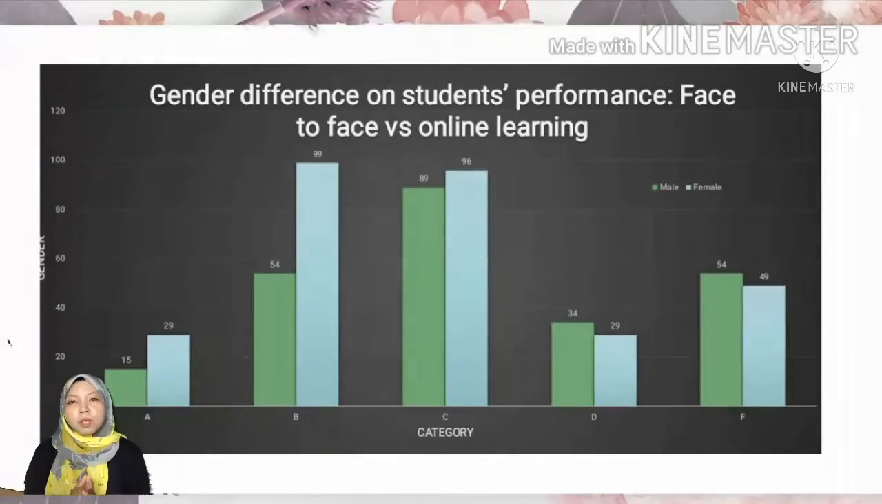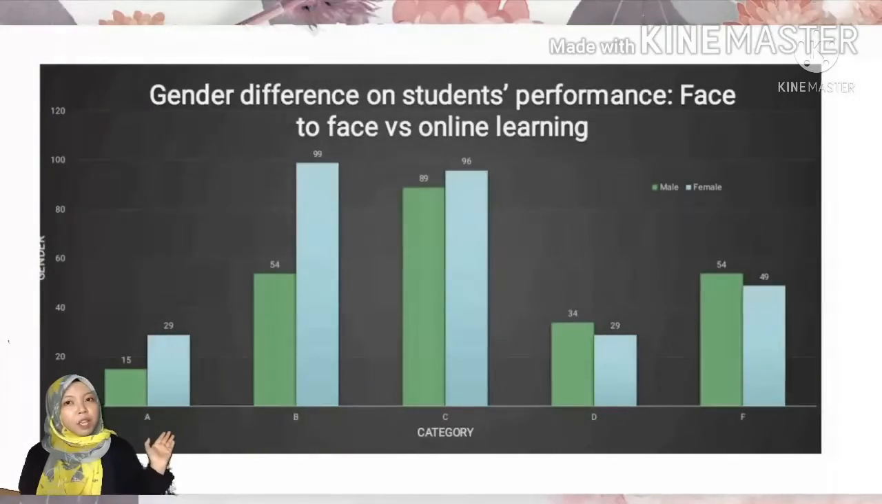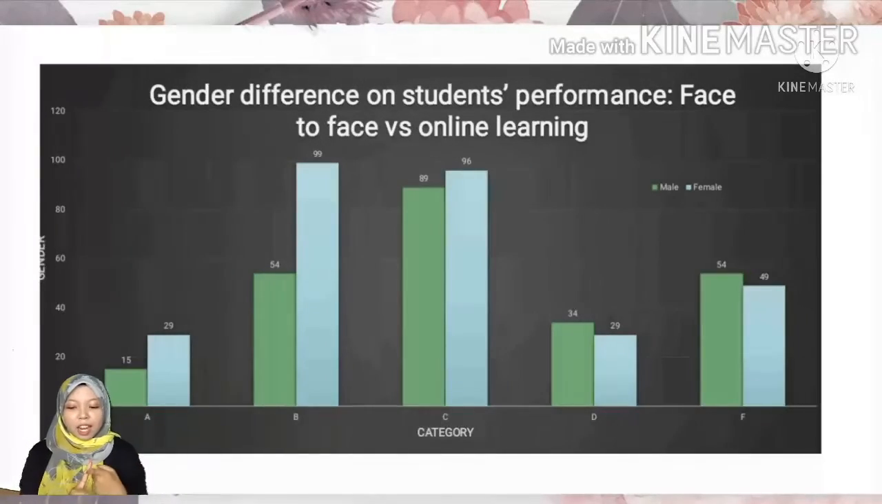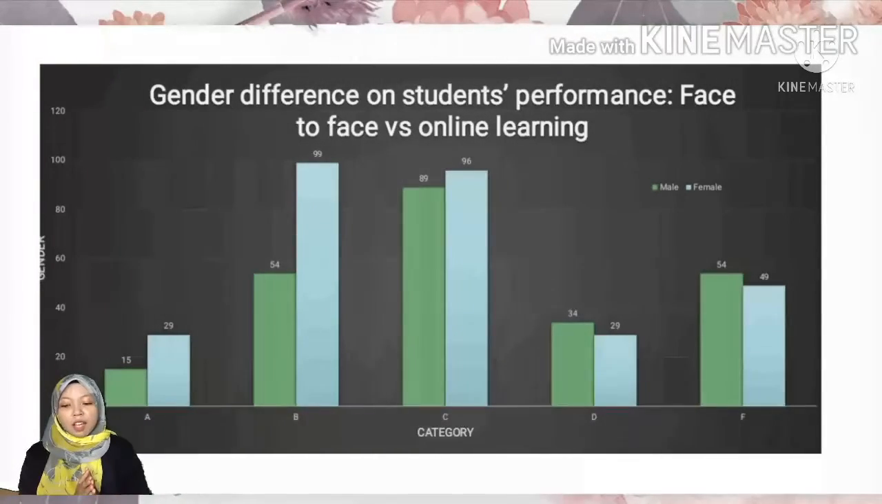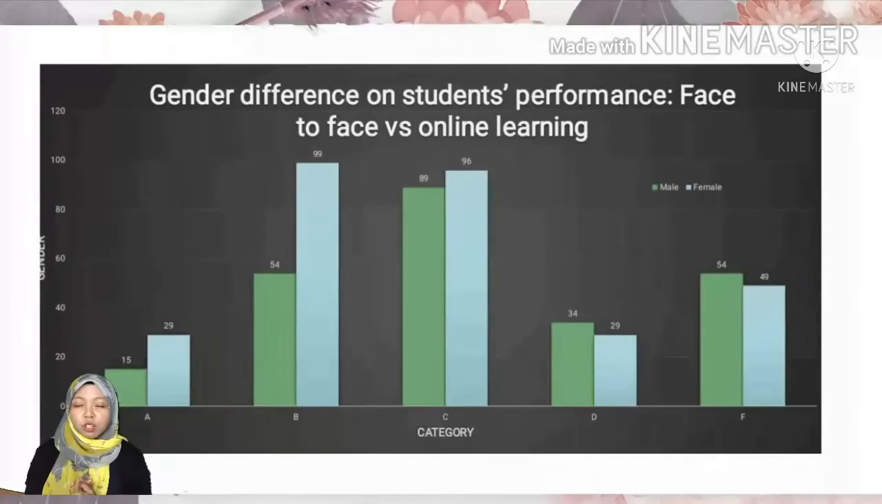Alright. In the graph, I will first give you information about every single class, female and male students. For class A, female have 29 and male have 15 students. Okay, if you look at class B, there are 99 female and 55 male students.